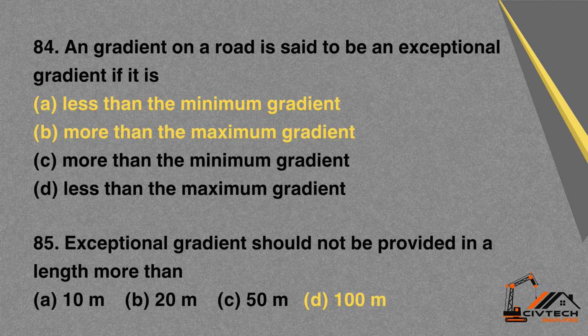84. A gradient on a road is said to be an exceptional gradient if it is: A. Less than the minimum gradient, B. More than the maximum gradient, C. More than the minimum gradient, D. Less than the maximum gradient. Correct option: A. Less than the minimum gradient and B. More than the maximum gradient.